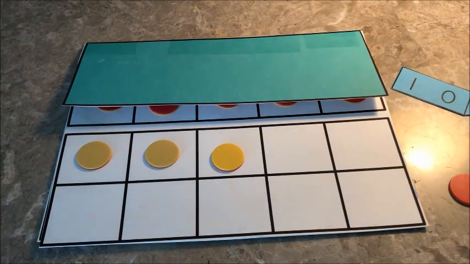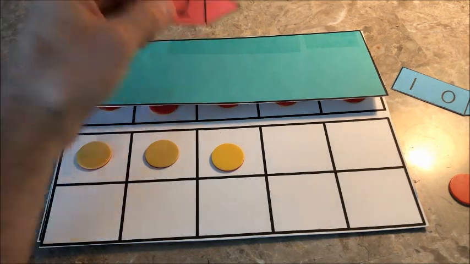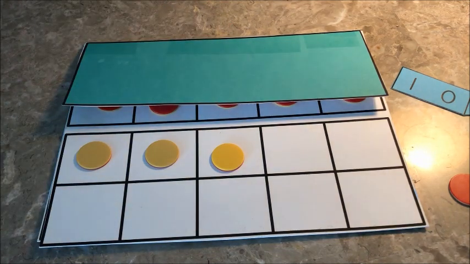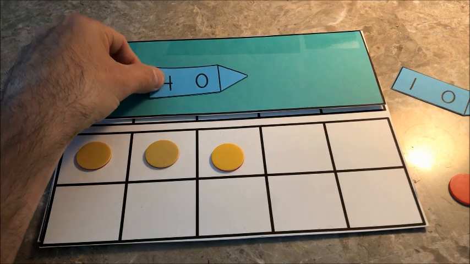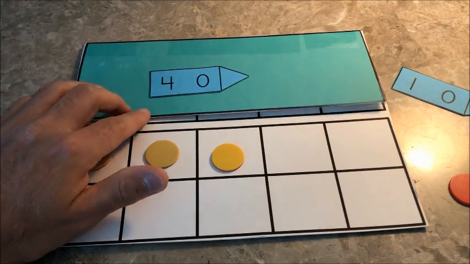All right. And again, you could get out other 10 frames too, and this is where you can really expand it. Let's say we had 4 10 frames, right? 4 10 frames. So if this is 43, right?